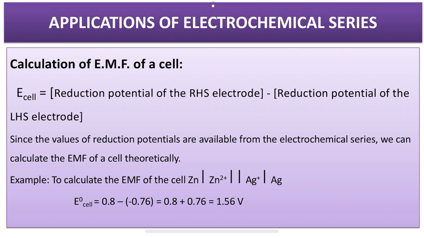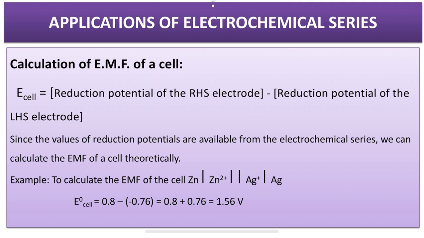The first one is the calculation of the E.M.F. of a cell. As we have already learnt, the E.M.F. of a cell is given by the relation E cell equals reduction potential of the right-hand side electrode minus reduction potential of the left-hand side electrode. Since the values of reduction potentials are available from the electrochemical series, we can calculate the E.M.F. of the cell theoretically. If one value is known, the other value can easily be found out.